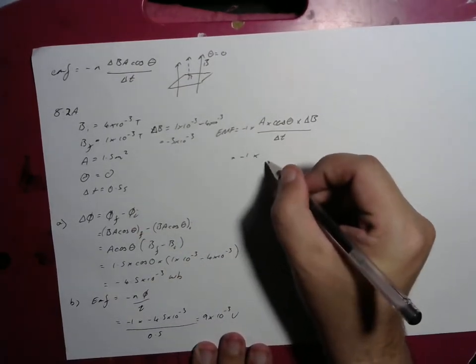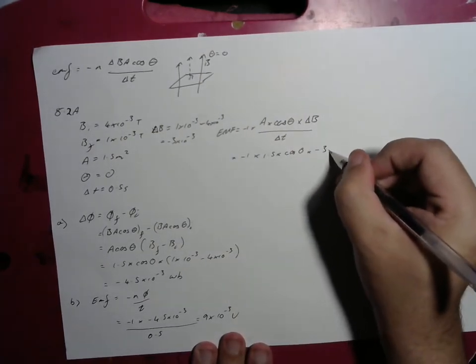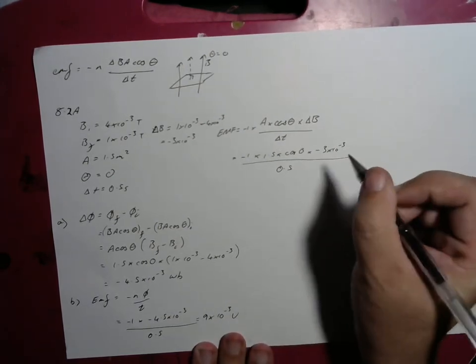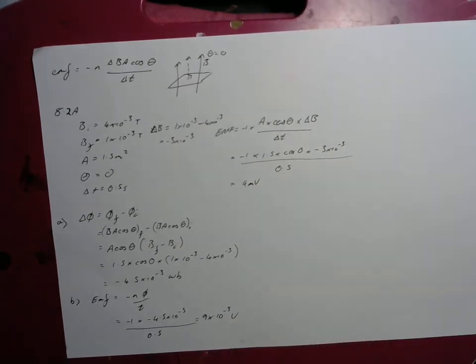And so now we can substitute and get negative 1 times 1.5 times the cosine of 0 times negative 3 times 10 to the negative 3, all divided by 0.5, and then we have our answer of 9 millivolts, or 9 times 10 to the negative 3 volts. Now, you might go, well, wait, there's a negative out the front here. What if we'd had a positive number for our delta instead? What would that do? So remember, positive voltage means we have conventional current going from positive to negative along the direction that all the rules that we've been playing with.